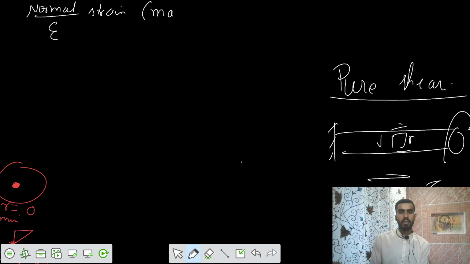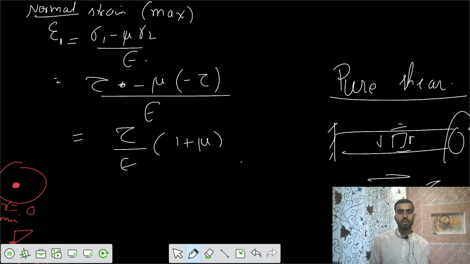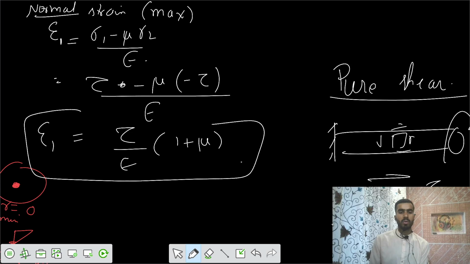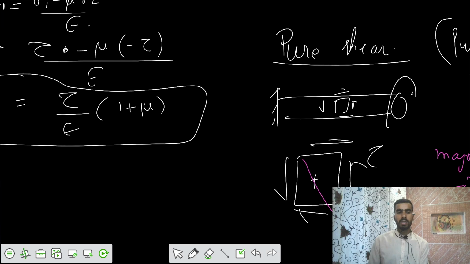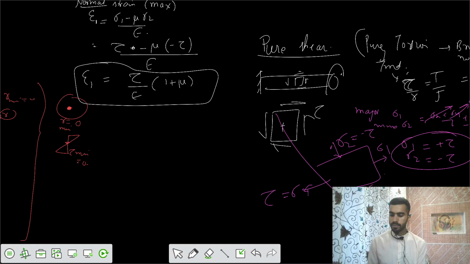What is the value of maximum normal strain we can have? That we call the major principal strain, E1, that is sigma 1 minus mu sigma 2 divided by E. If I write that sigma 1 is plus tau and minus mu sigma 2 is minus tau, divided by E, we get the value of tau by E times 1 plus mu. This is your maximum normal strain we can get. That we also call the major principal strain. Do we get this?